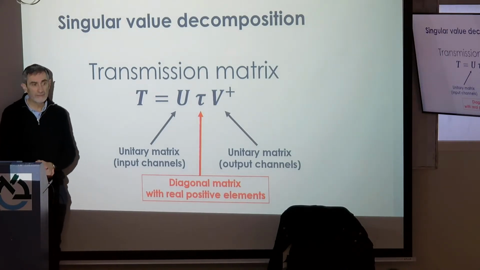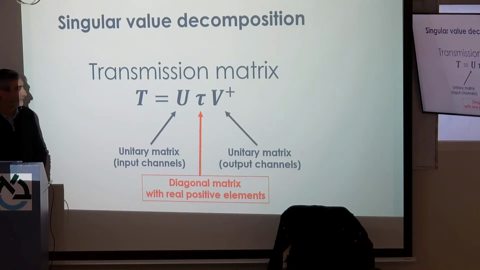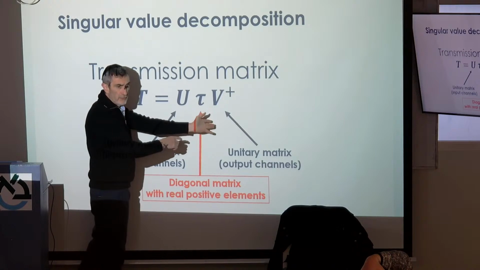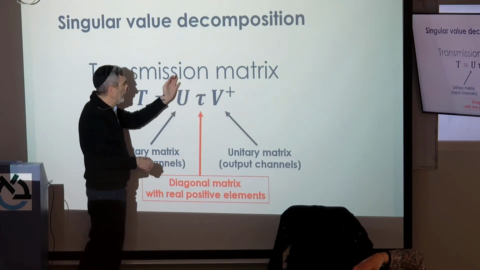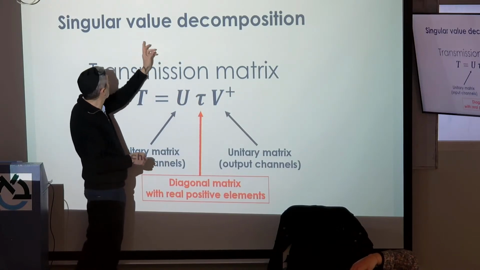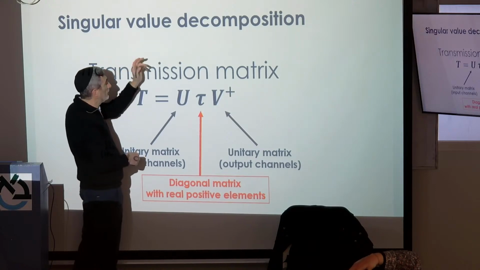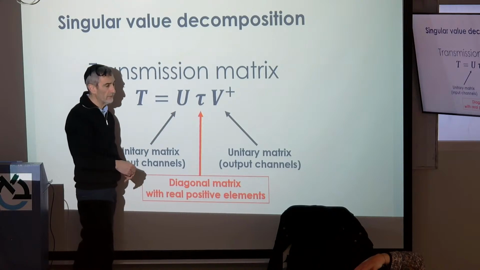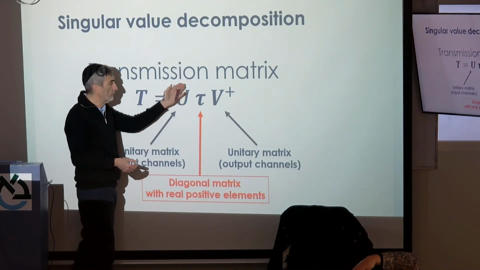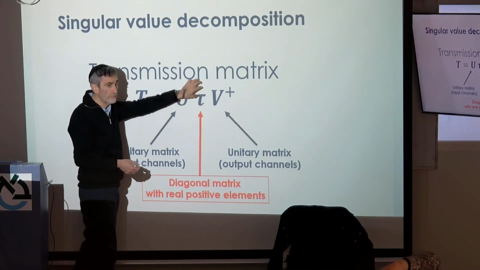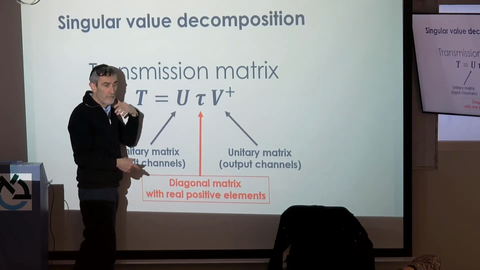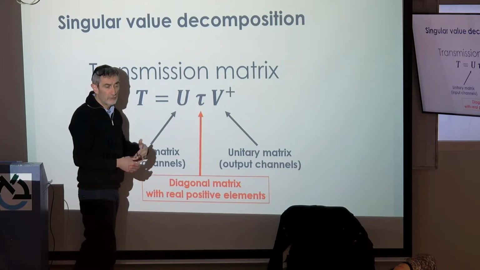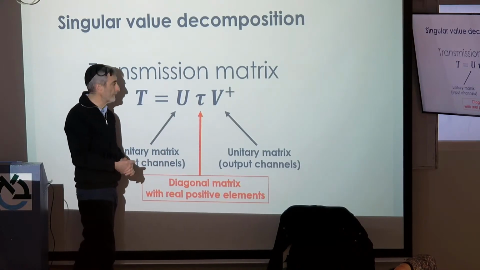So tau is diagonal, like a matrix with only a diagonal and zeros on both sides. Yes, and these diagonal values correspond to the singular values. You can sort them from the largest to the smallest. A large value tells you that you have maximum transmission, and a small value tells you that you have a very small transmission.